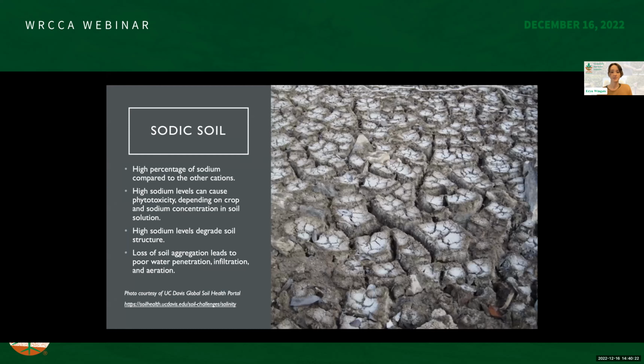So what is a sodic soil? This is a photo of one when it's dried out. It forms these really big clods that are just difficult to work with, hard to get water in there, difficult to till. And this high sodium can cause phytotoxicity depending on the crop. And the structure really just limits the root health overall, and over time can lead to the photo shown in the first picture.